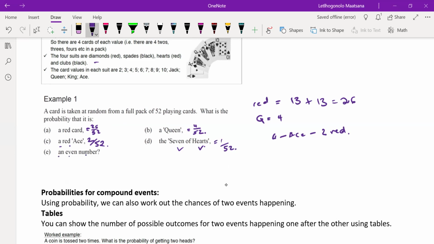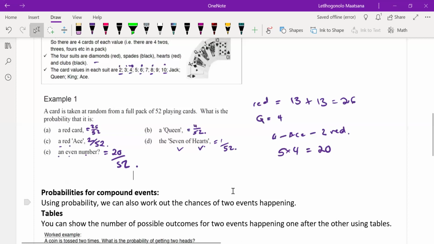And E, even numbers. In our cards, even numbers are 2, 4, 6, 8, 10. So there are 5 in every suit. And we have 4 suits. So that's going to be 20 possible outcomes, giving us 20 over 52.